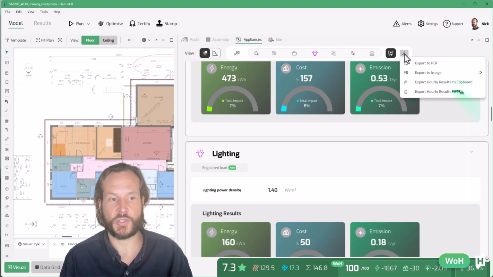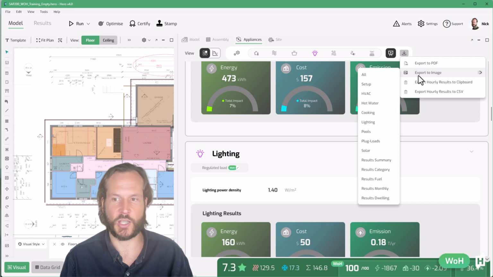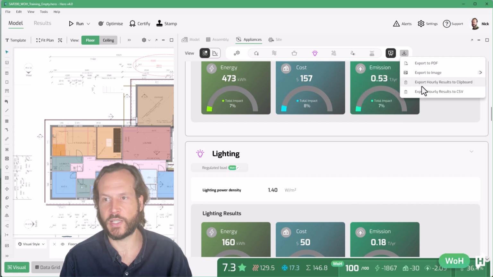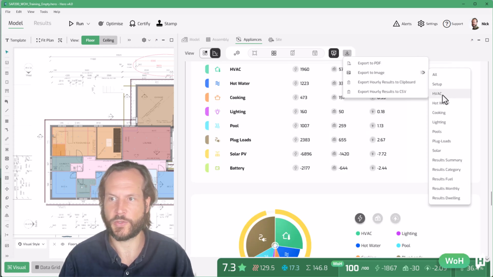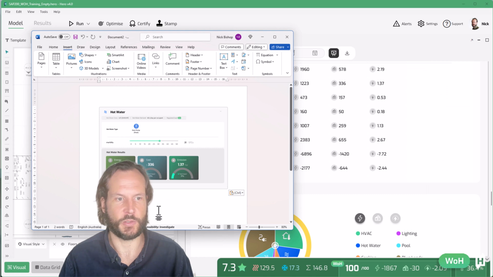You can then do, as usual in Hero, a lot of exports. You can export now to PDF. We'll be enhancing that one further in a future update too. You can export each section to images and put them into your reports. And you can export the data to clipboard or CSV. So you can just grab those sections that you'd like and then just put them into your report.